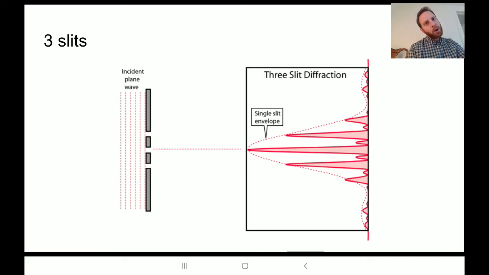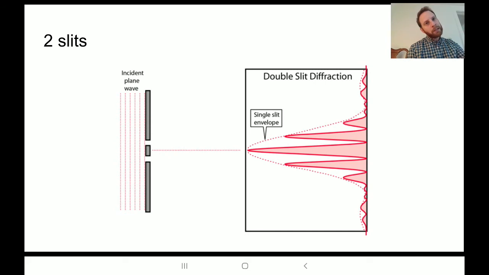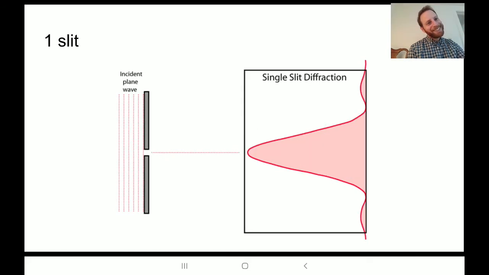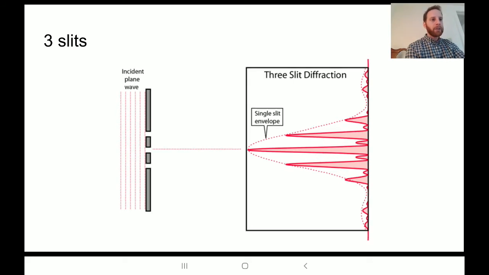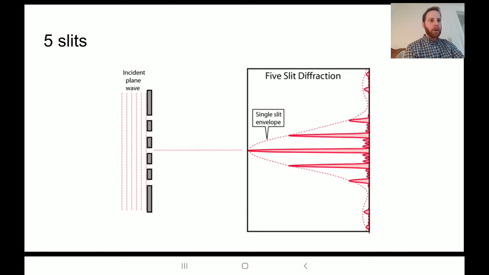Notice that as we move from one slit, which has a big peak in the middle and it's wide, to 2 slits, you've got fairly narrow peaks. 3 slits, even more narrow and highly concentrated. 5 slits. And so what this works up towards is something called a diffraction grating, when there are many, many slits. That is called a diffraction grating.